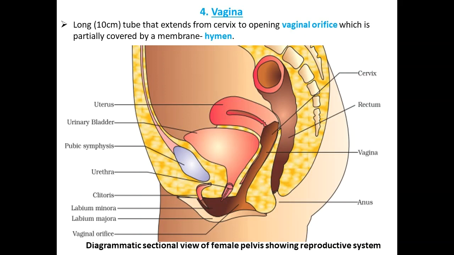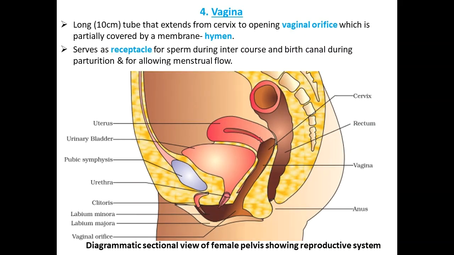And it is covered over by a thin membrane called the hymen. Just repeating, the vagina is a long tube, and the cervix leads into the vagina, that's all. You have seen this in the previous diagram also. The main function of the vagina is to receive the sperm during a sex act or intercourse.